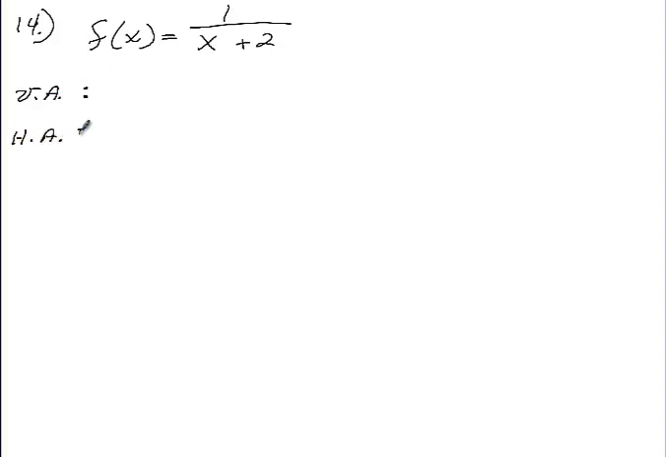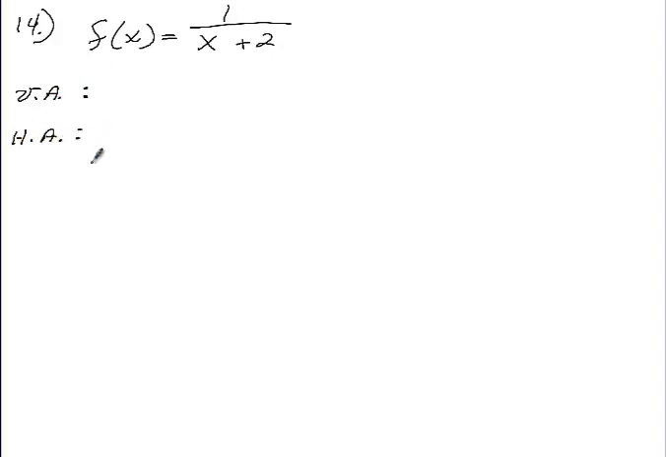Okay, so what does number 14 say? Please and thank you. X what? Just like that, and that's it? Nothing else said? So, we start off in the same spot. Vertical asymptote first. Horizontal asymptote.